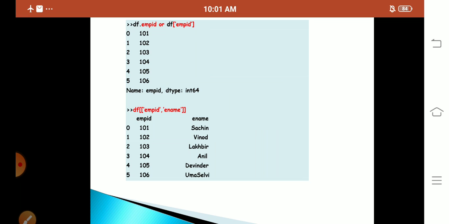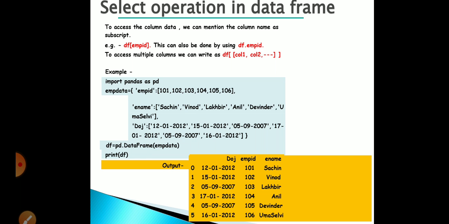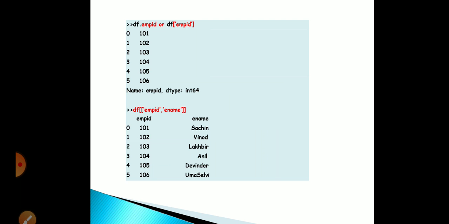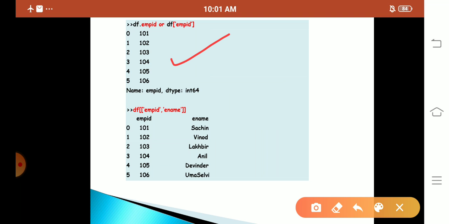Okay, but if you are writing in the subscript, you can give two columns also, so it will represent your emp id values. If I want two columns to be displayed, emp id and ename, it will display these two columns.